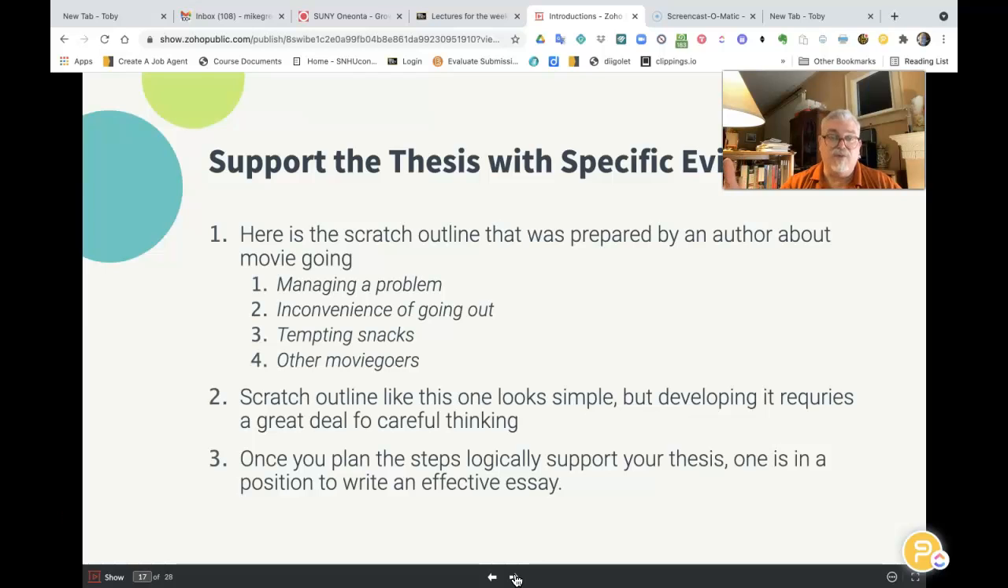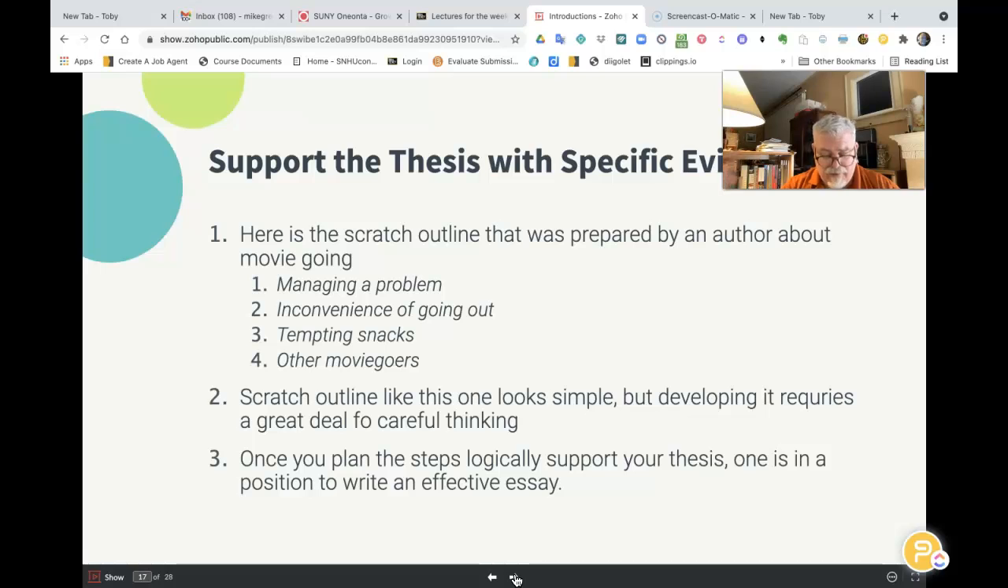The title of this work was Managing a Problem. And so what's the problem? We're talking about why it is such a problem going out to the movies. And this person decided that there are 3 main points to this problem: the inconvenience of going out, tempting snacks, and rude other moviegoers. These are the 3 main problems. So this scratch outline, it's simple. It doesn't have a lot of development, but it does require some thought behind it.